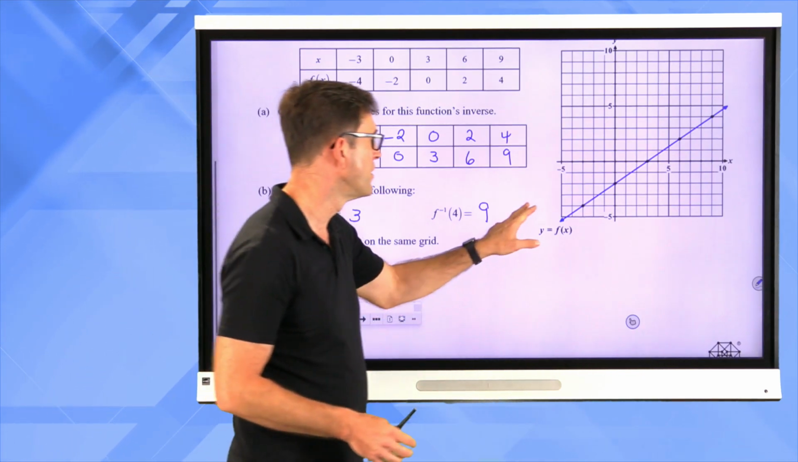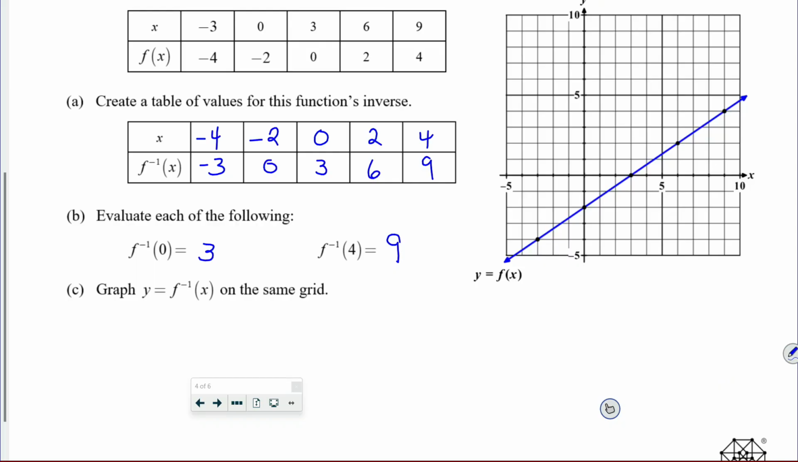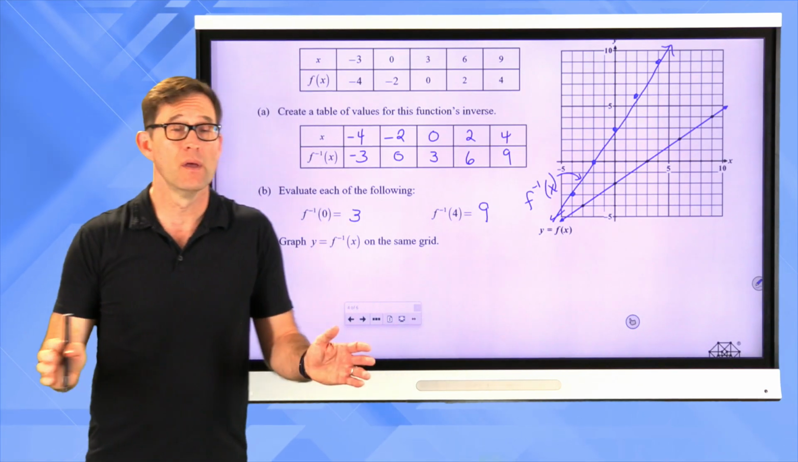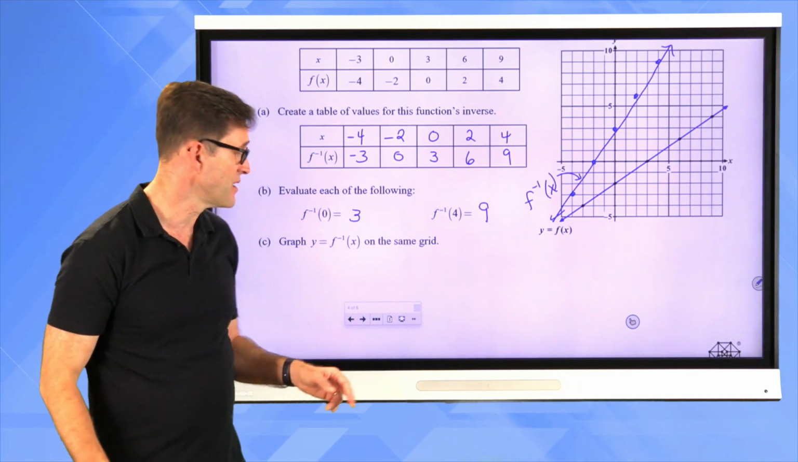All right, here we go. So it's easy enough, negative 4, negative 3, negative 2, 0, 0, 3, 2, 6, and 4, 9. All right, I really should have a ruler here, but I'm just gonna draw it like that, and then we're gonna call that F inverse of x. All right, so simple enough, right? We just switch the x and the y coordinates, and we graph. So easy.